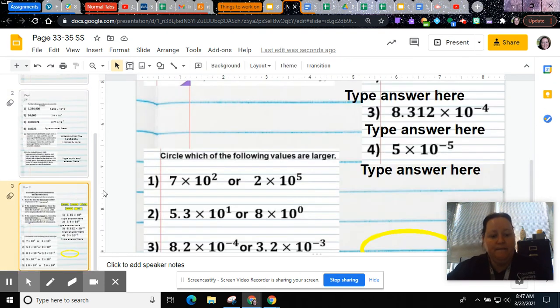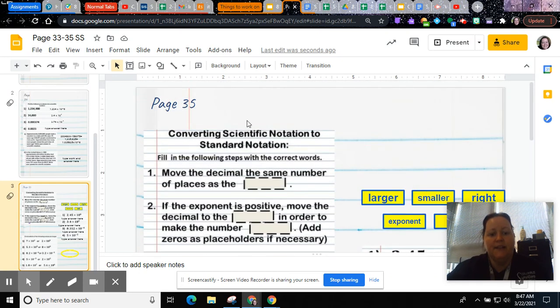Tune in next time for the next one, as we now will take numbers that were in scientific notation and change them back to standard. So find video 2.